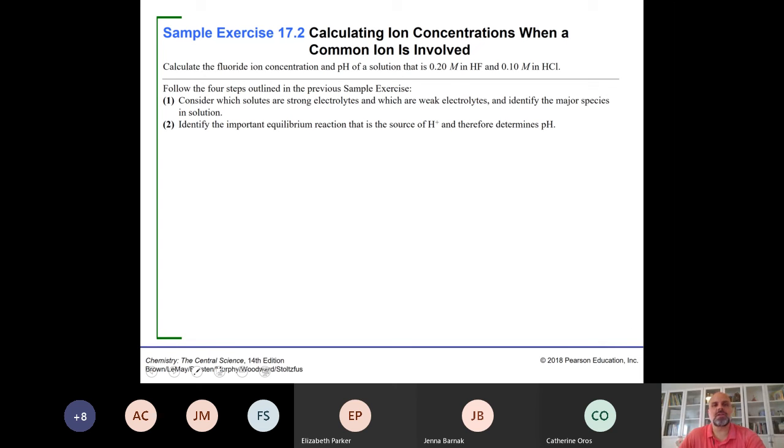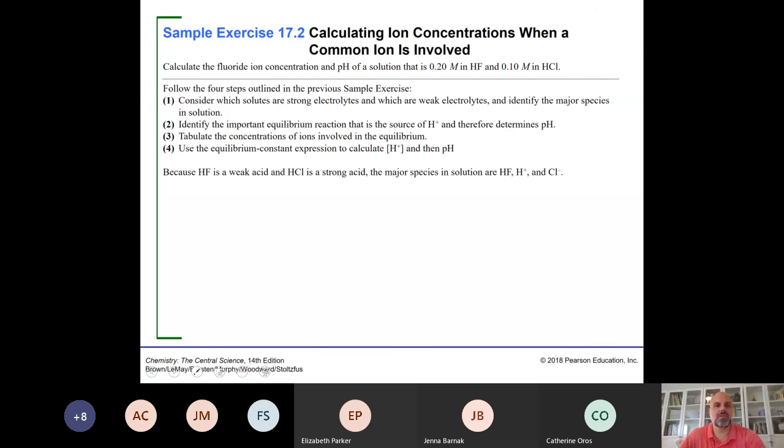Then we're going to identify the important equilibrium reaction that is a source of protons and therefore determines the pH. Then we're going to tabulate the concentrations of the ions involved in the equilibrium. And then fourth, we're going to use the equilibrium constant expression to calculate the protons and then the pH. All right, so we'll go through.